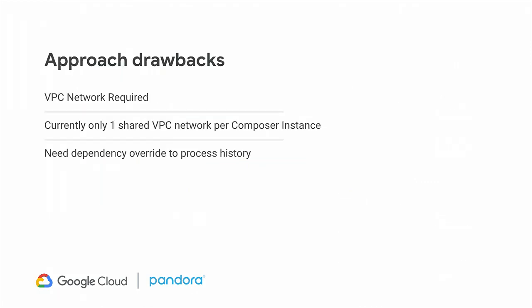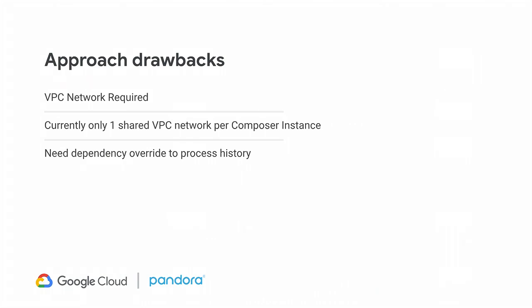There are a couple of drawbacks to this approach in GCP. One is that because our Postgres instance is on-prem, and because we have on-prem instances, it is required that we need a VPC network for our Composer instances in GCP. So currently, due to our networking model that we decided in GCP, we use shared VPCs, and currently you can only have one shared VPC network per Composer instance.